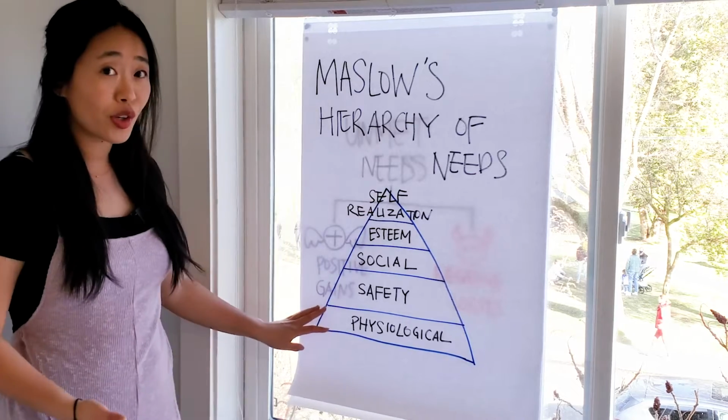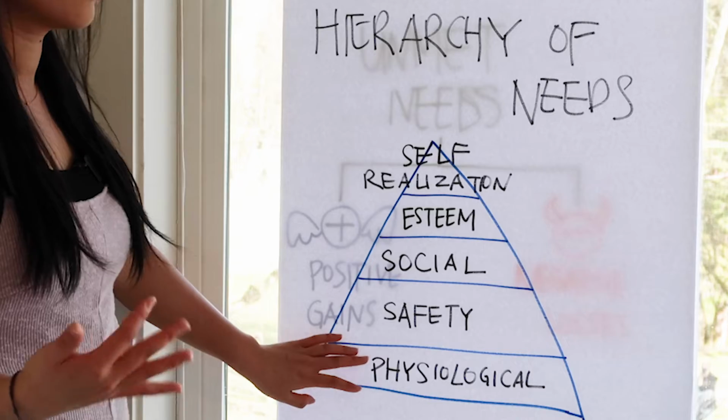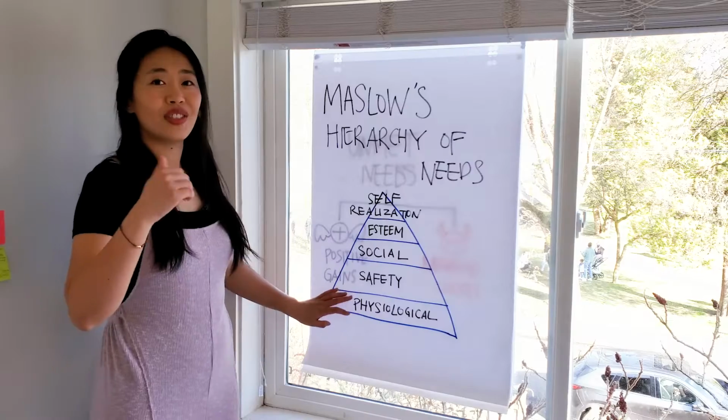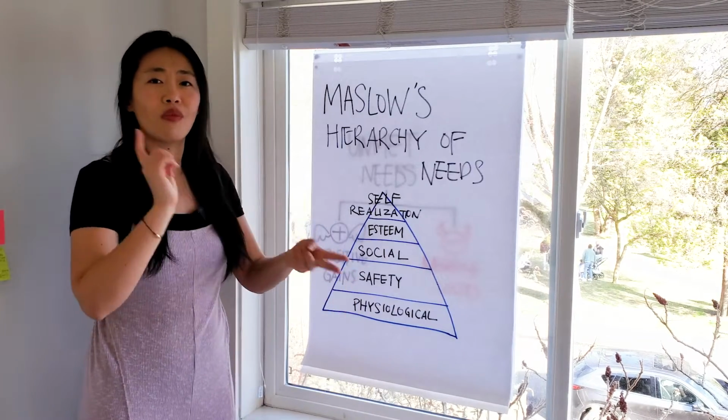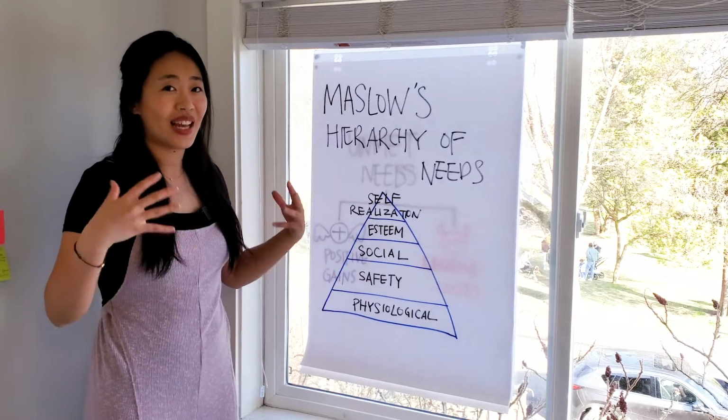And as you see, it's a hierarchy, so we start at the bottom, right? This is the most basic need we have as humans. We want to stay alive. Physiological things like enough food, enough water, enough rest, so we sustain ourselves and stay alive.